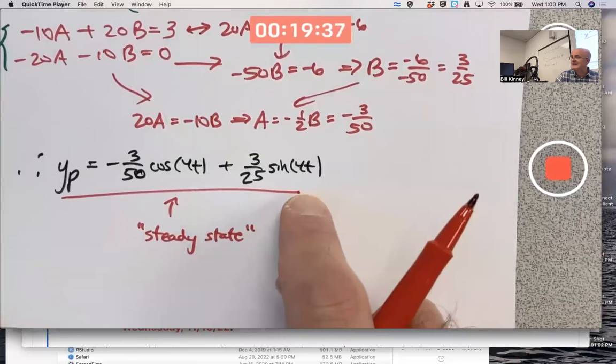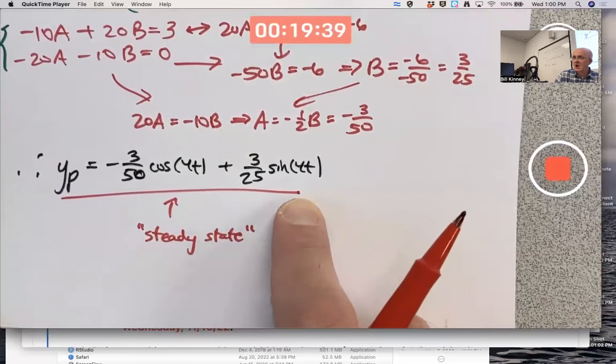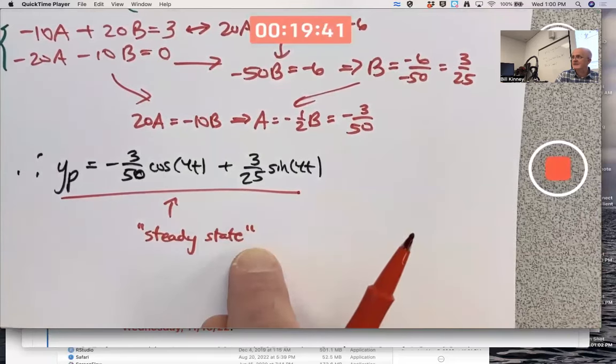It does oscillate, but it is the long-run behavior of this harmonic oscillator. So we still give it a special name. We call it the steady state. It's the long-run observed behavior of the oscillator.